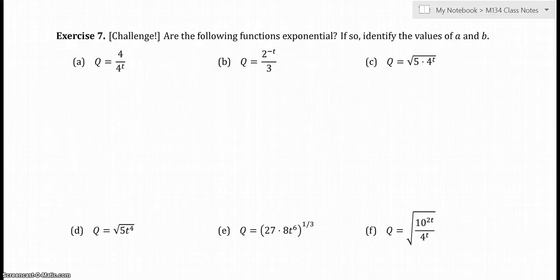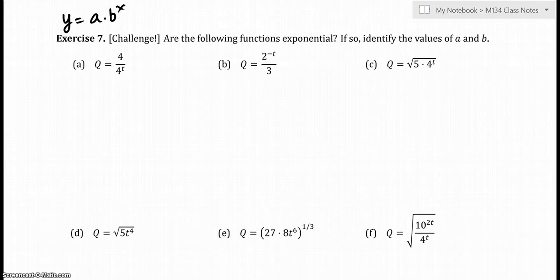This is a challenge problem. Which ones of the following are exponential? And if so, identify the values of a and b. And don't forget, y equals a times b to the x. So the a would be the initial amount, and the b would be the growth or decay factor. So which ones are exponential? Pause it. Let's just answer that question first. And come back when you think that you know the answer. You can go ahead and circle them.